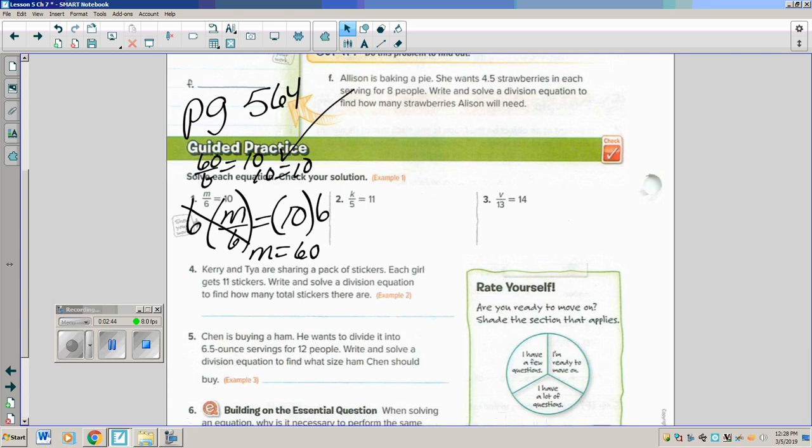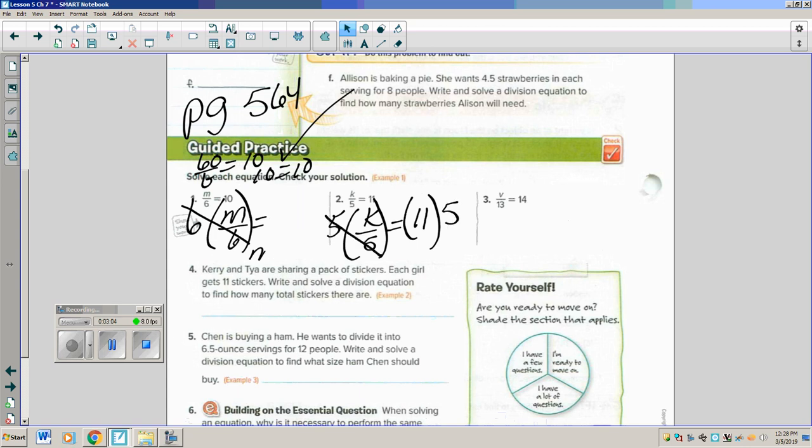Number 2, k divided by 5 equals 11. Pause the video, do it. Did you pause? Parentheses around both terms. 5 on the outside because that is what you're multiplying by. Cross out your 5's. K equals 55. Your check: 55 divided by 5 equals 11. Because 11 equals 11. Check.